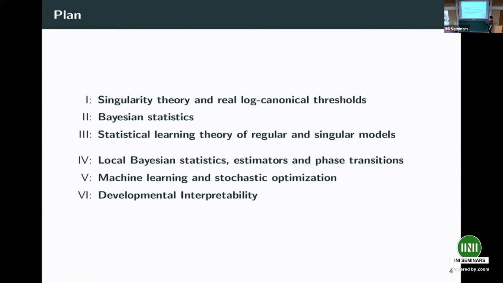Then, to get towards application, we will localize this theory and look at local Bayesian statistics, which leads to some interesting consequences of Watanabe's work. Then I will give a very quick introduction to machine learning and stochastic optimization, which is a quite different setting. Even though in both cases you're trying to learn from data, it's very different from Bayesian statistics, and the transition between the two is one of the challenges of the story. And then I will quickly say something about the application to interpretability.